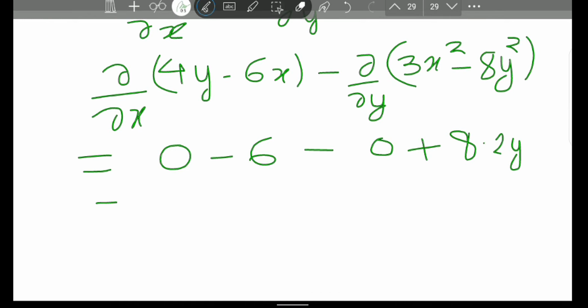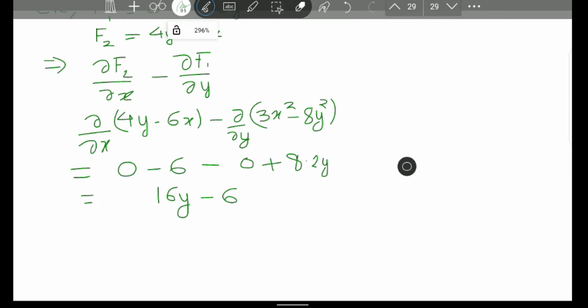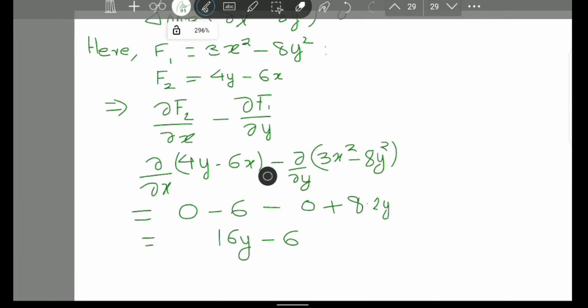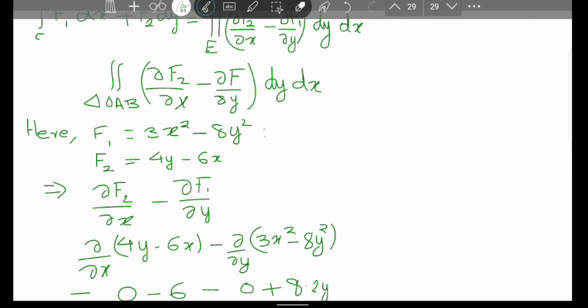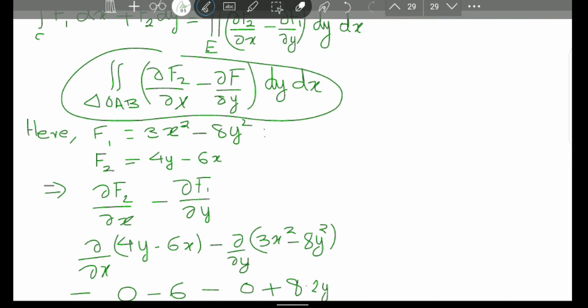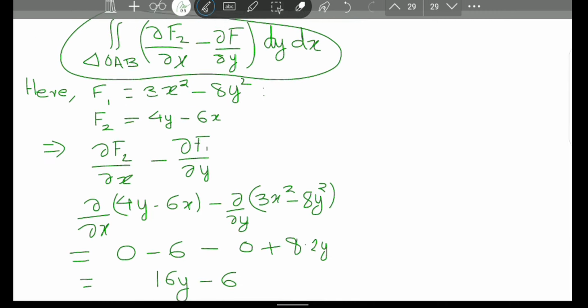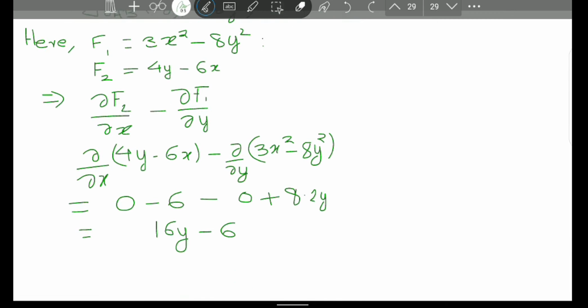So we are left out with 16y minus 6. Now we have the right hand side, that is the integral over the triangle of del f to del x minus del f on del y. So we have evaluated del f to del x minus del f on del y. Let's evaluate over the triangle.